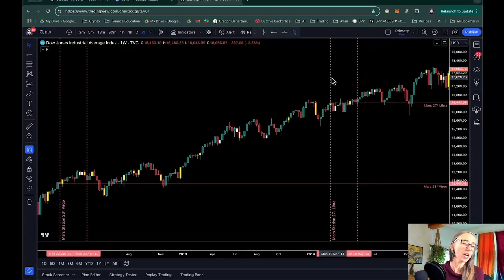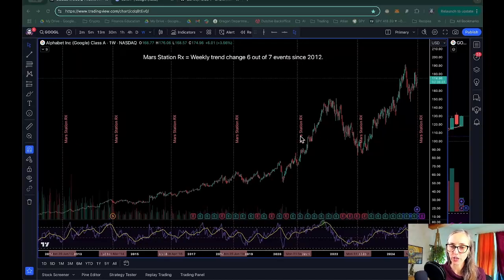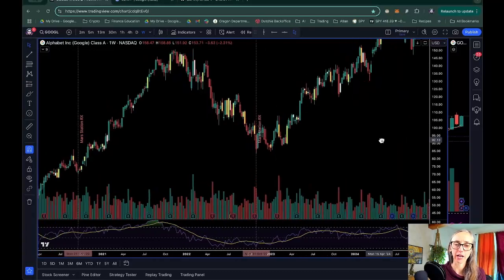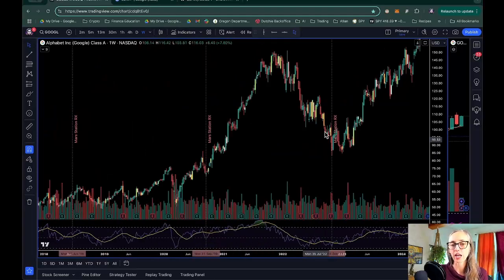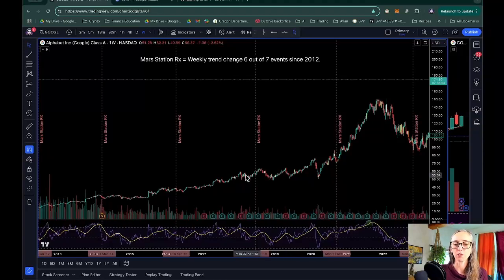Now I've got one other method that we're going to take a look at. Let's look at the Google chart. Okay, so here is the Google chart, and I applied the Mars retrograde period stations to the Google weekly chart, and I started to notice a repeating pattern, which is that on the Google chart specifically, Mars stations are correlated to weekly trend changes. And as a matter of fact, in 6 out of the last 7 events since 2012, we have seen a weekly trend change the week of or within 1 week of the Mars stationing retrograde.